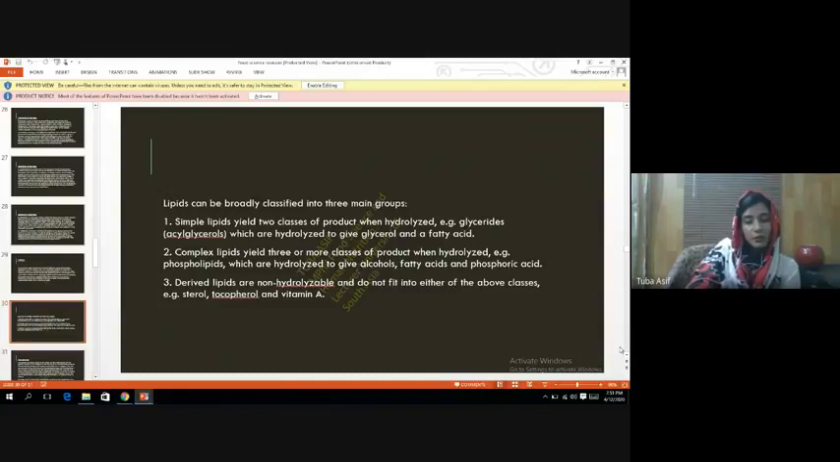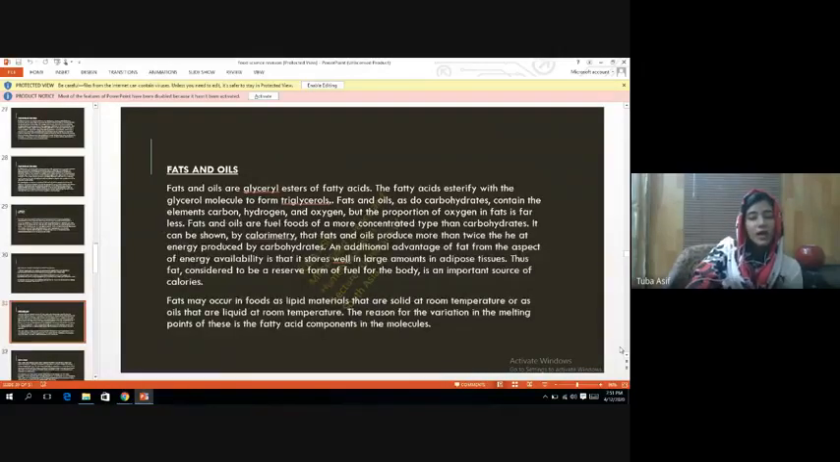Derived lipids are the ones that are non-hydrolyzable and do not fit into either of the above classes. You can say vitamin A, tocopherol, and sterols. Now, fats and oils.